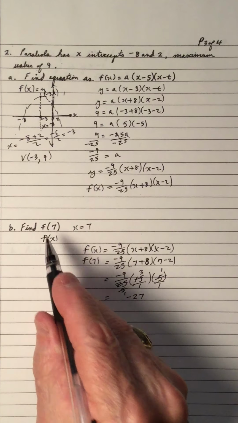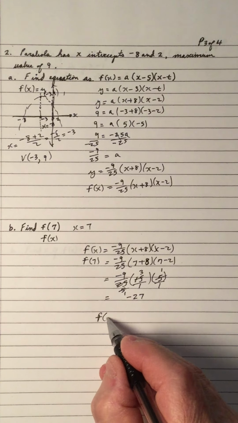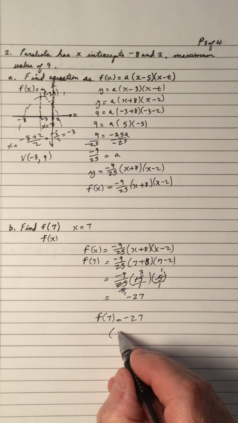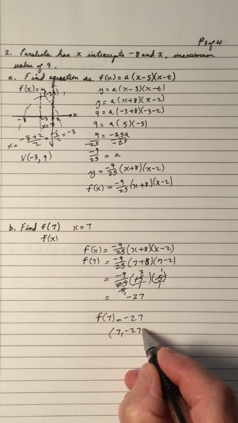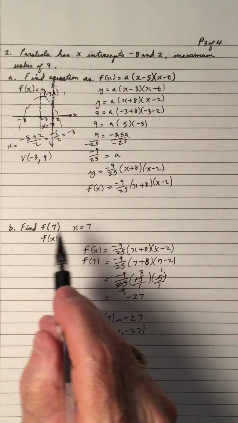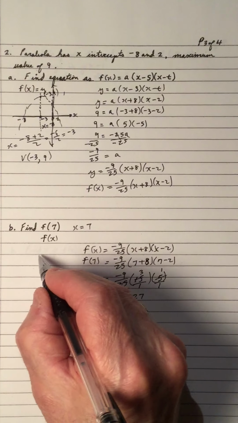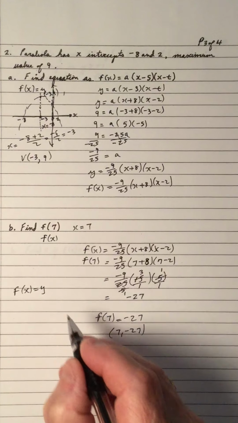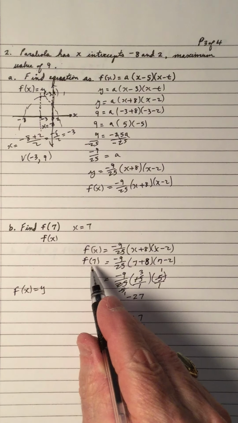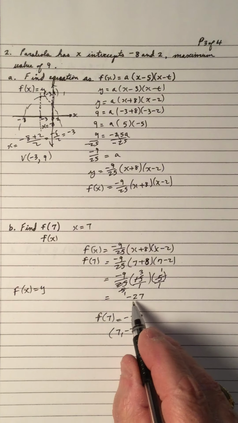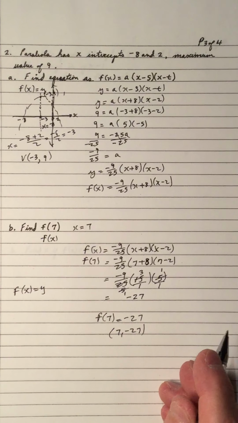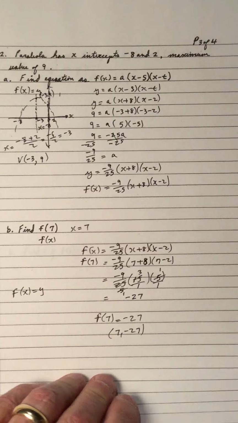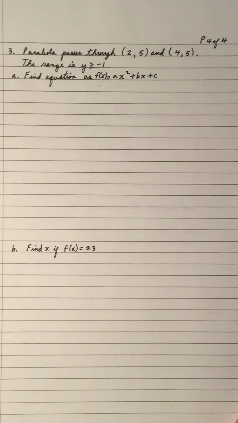So the f of 7 is negative 27. So that's the ordered pair 7, negative 27. Remember, the f of x is your y. So the f of 7 is negative 27, so the negative 27 is your y value in your ordered pair. Let's continue. F of x function notation.